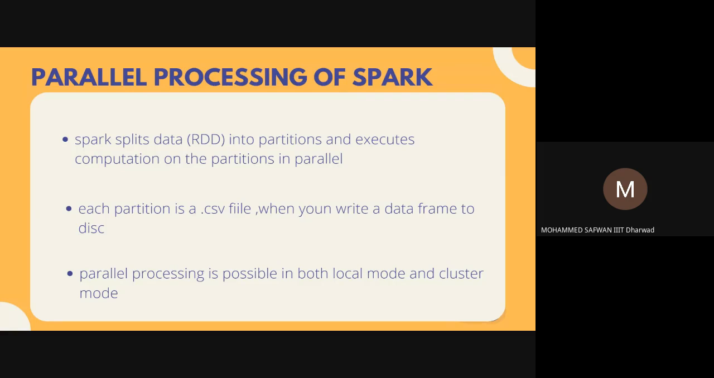So from here onwards, we will be discussing the parallel processing of Spark. So we know that Apache Spark breaks our application into many smaller tasks and assigns them to executors. So Spark executes the operations in parallel. Spark splits data into partitions and executes computation on the partitions in parallel. Each partition is a CSV file when you write a data frame to a disk. Parallel processing is possible in both local mode and cluster mode.